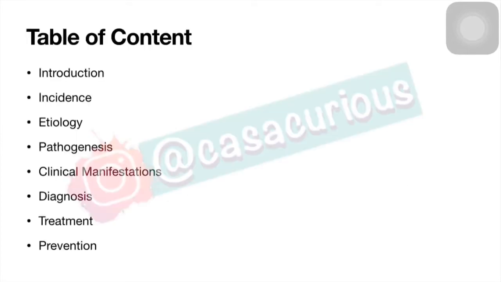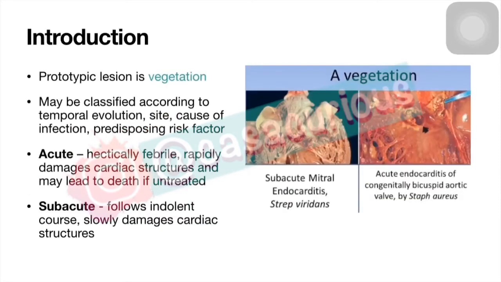We will be discussing what this diagnosis is, the incidence rate, the causative organisms, in other words, etiology, the pathogenesis, clinical manifestations, meaning how it presents in a patient, the signs and the symptoms, both cardiac and non-cardiac, diagnosis, the management and prevention.